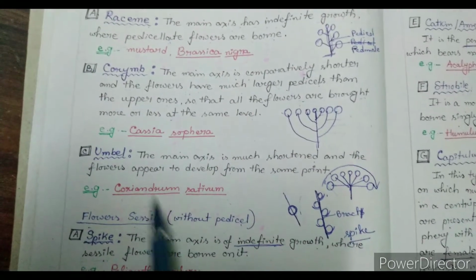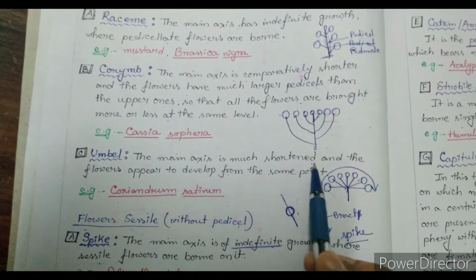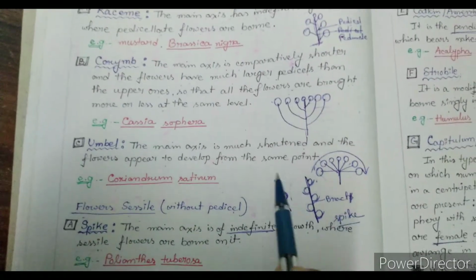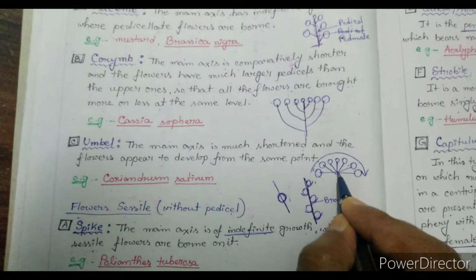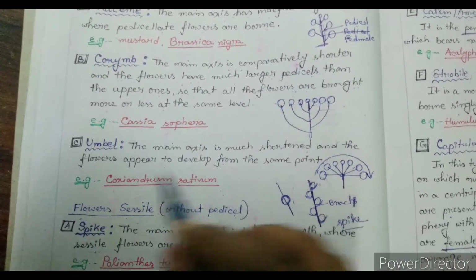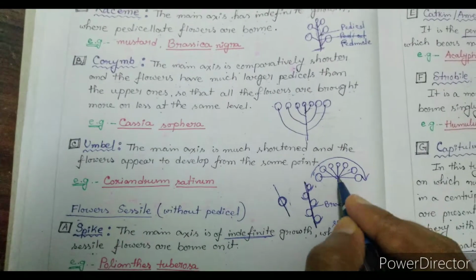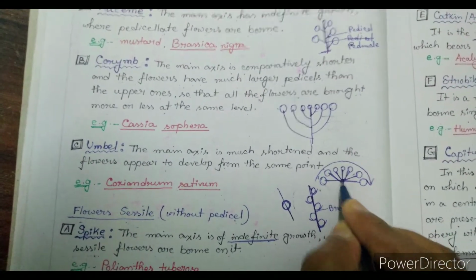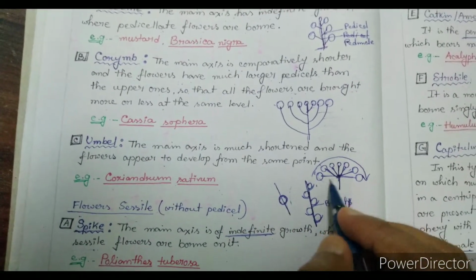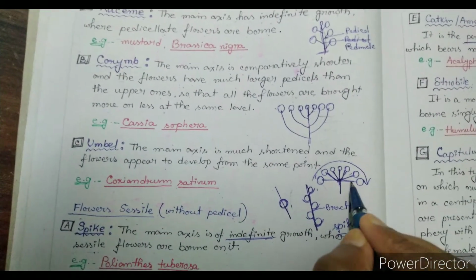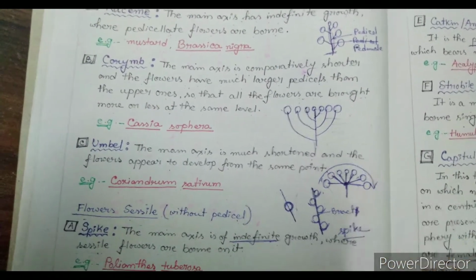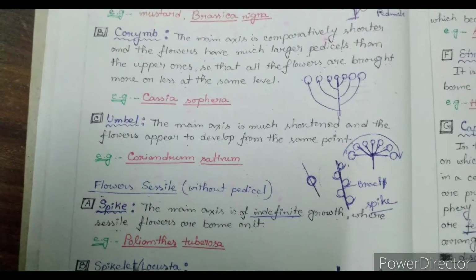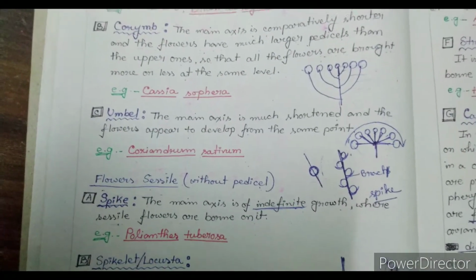Then we discuss umbel. The main axis is much shortened and the flowers appear to develop from the same point. So from the same point all the flowers develop. This type of inflorescence is called umbel. We know these are pedicellate flowers because they all bear a pedicel. The example here is Coriandrum sativum. Next we discuss sessile flowers.